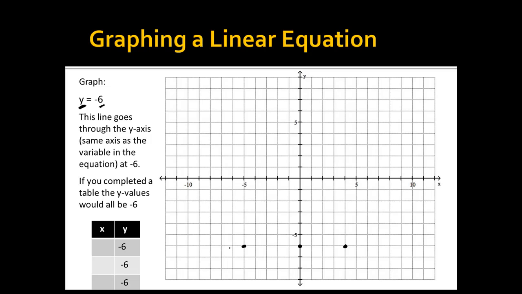So I line up my ruler and I draw my line, and I'm a little below my points, but it should be through the points at negative 6. Okay, so that's how I graph a horizontal line. Again, I use that same trick of what's my variable? I only have one variable. I don't have an x, so I know, okay, this is either horizontal or vertical. What is my variable? It's y. So this line goes through the y-axis at this number, which is negative 6.